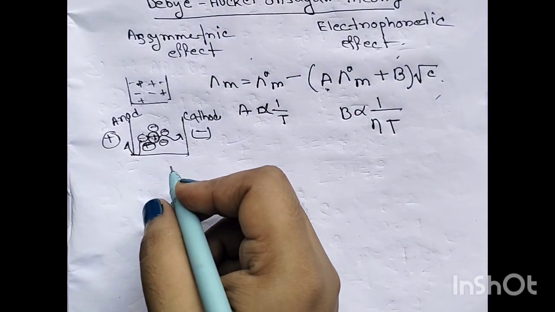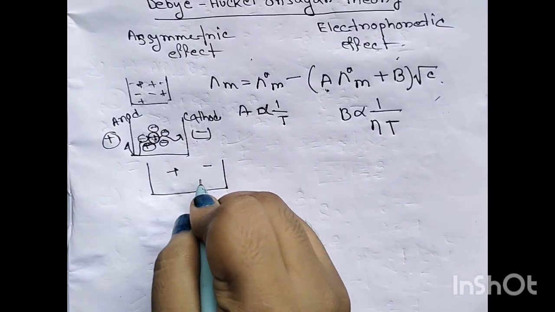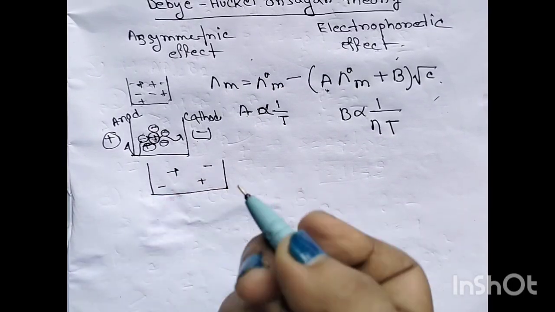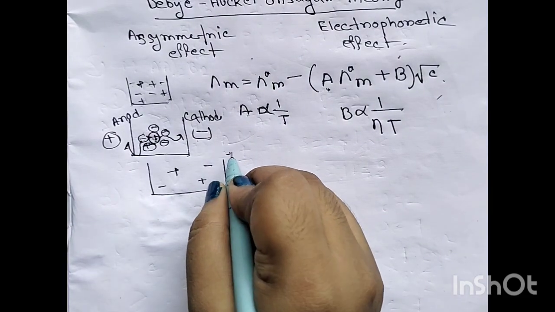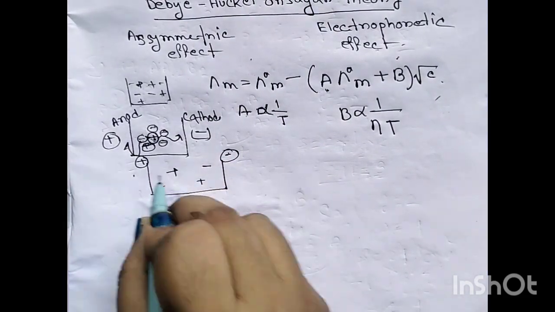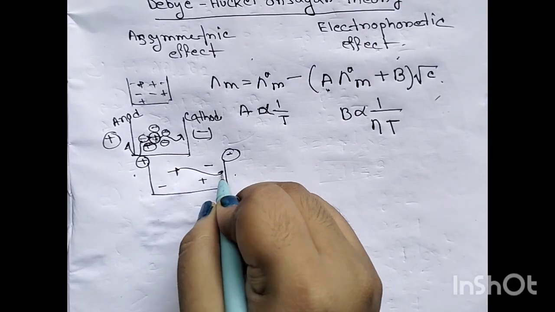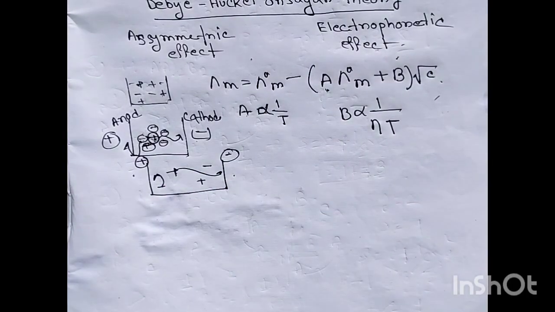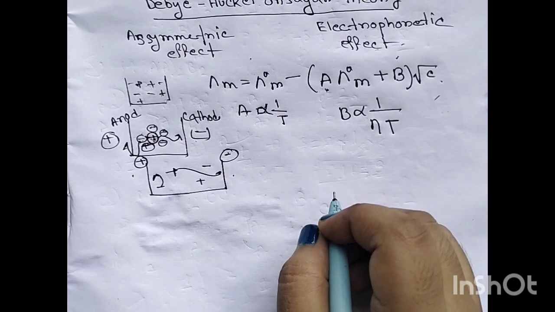If we dilute this solution, then what happens, then positive negative सब दूर हो जाएंगे. उसके बाद अगर हम इलेक्ट्रिक फील्ड अप्लाई करेंगे, so this is anode, this is cathode, स्पीड इंक्रीज होगा और हमारा मोलर कंडक्टेंस भी इंक्रीज करेगा. This is the asymmetric effect.